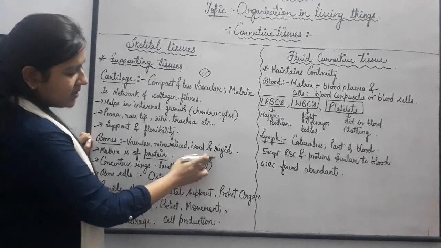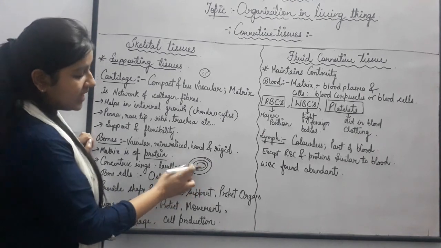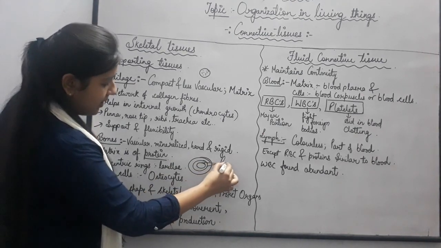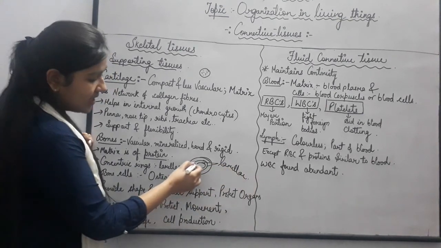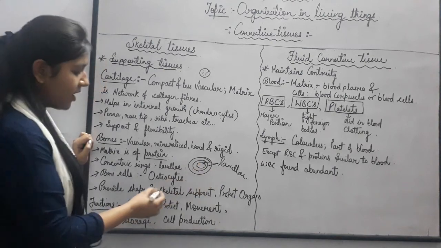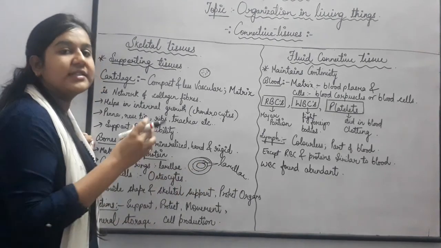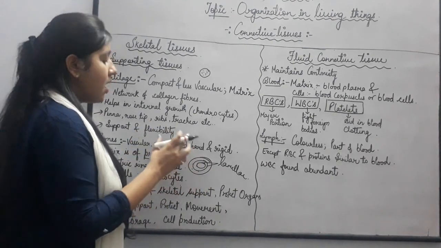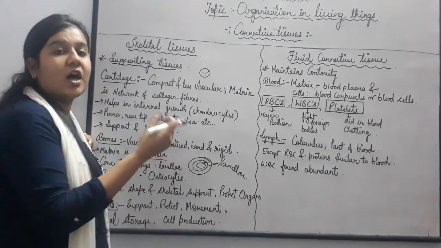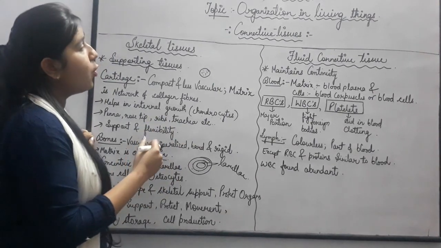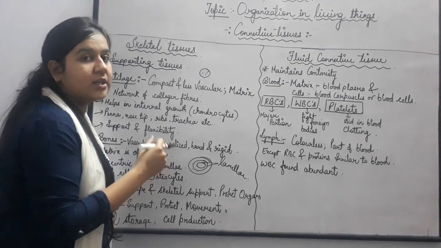These are known as lamellae. And the cells present in these lamellae are known as osteocytes. The cells which are related to bones are known as osteocytes. They give shape and support and also protect our organs.